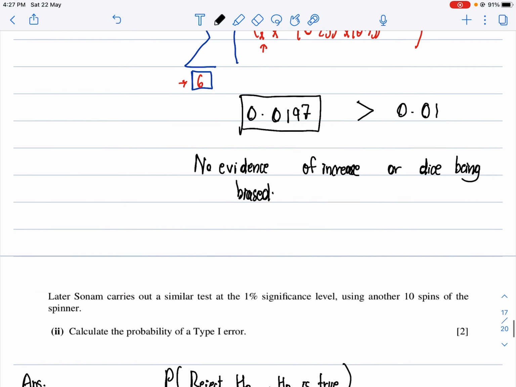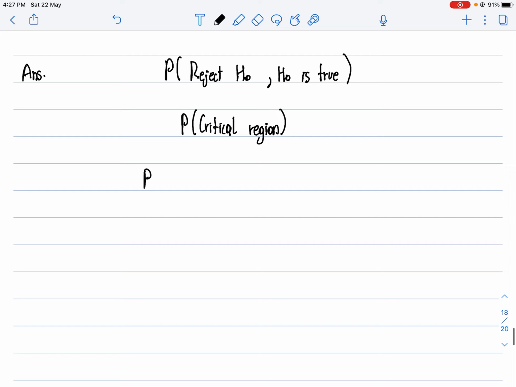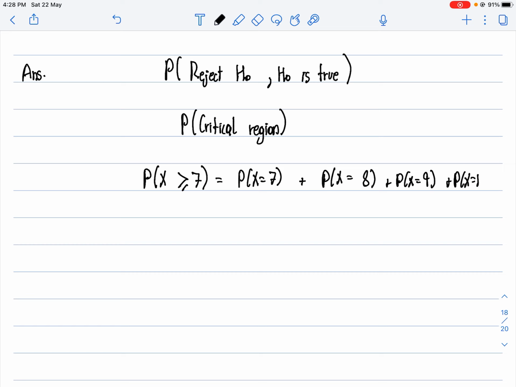But here, if I take the probability of x more than or equal to 7, which is basically the probability of x equals 7 plus the probability of x equals 8 plus the probability of x equals 9 plus the probability of x equals 10.